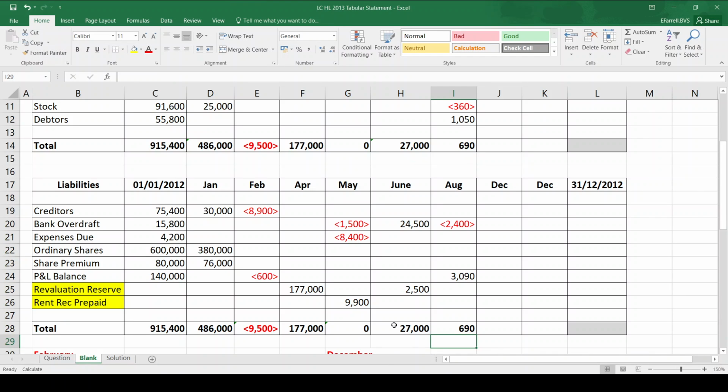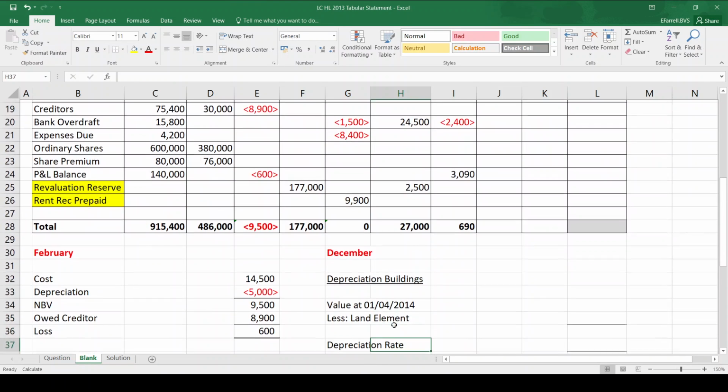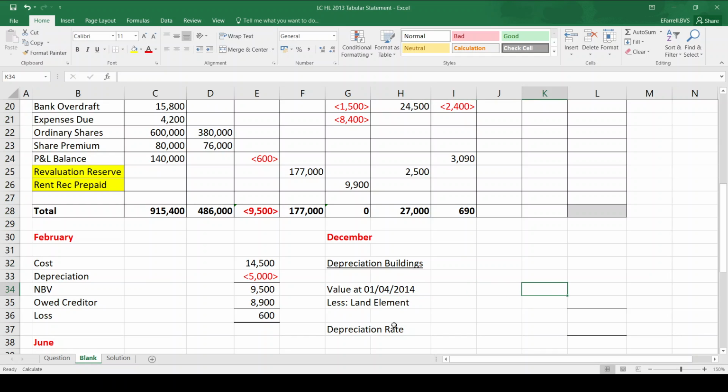So again, I'm going to do a working for depreciation of buildings. The value of the buildings is the 1st of the 4th, because the question says it should be 2% per annum of value at the 1st of the 4th. So at the 1st of the 4th, buildings were revalued to 1.2 million.